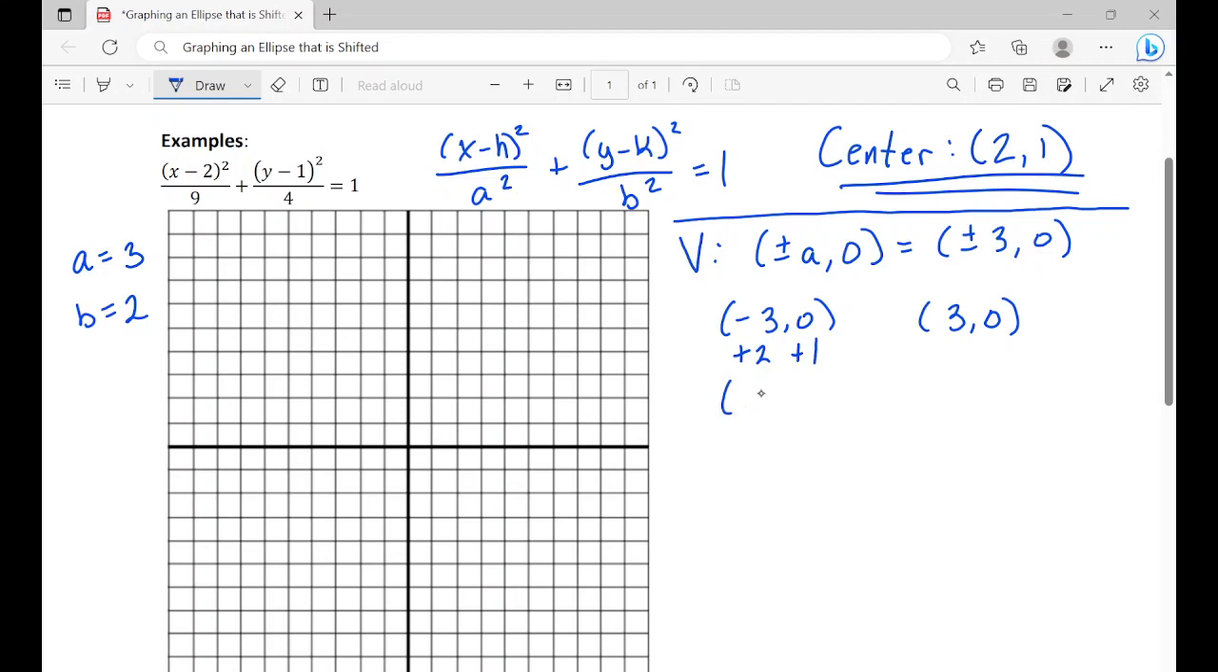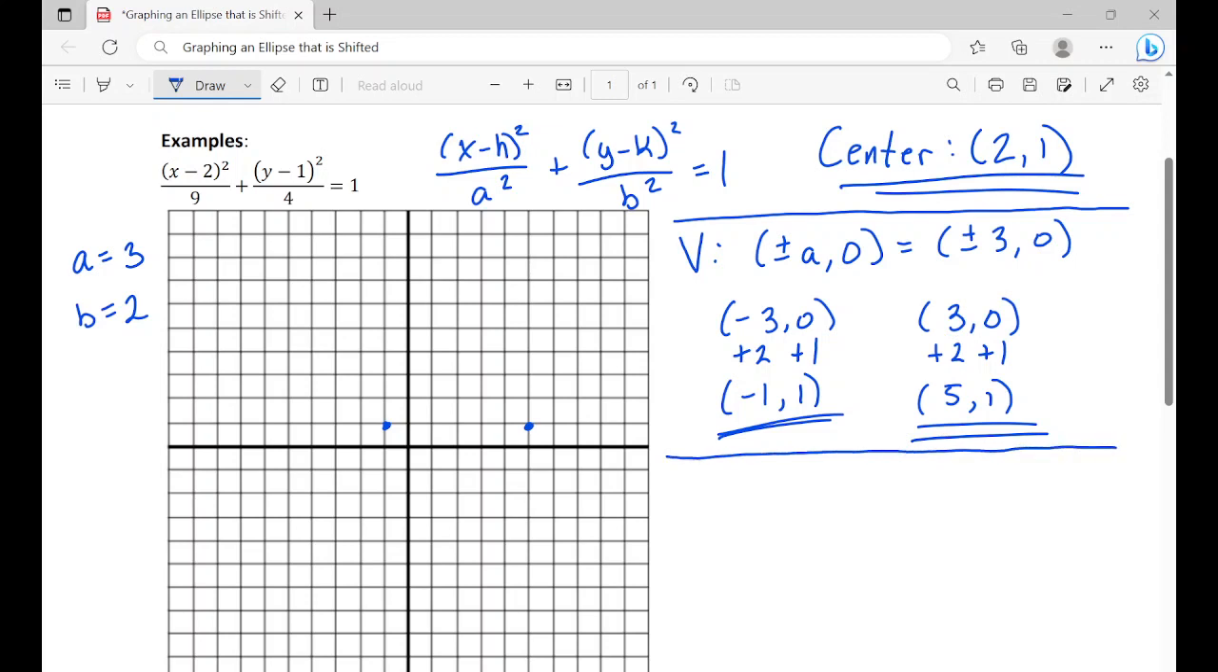So we're going to have a vertex at negative 1, 1, and then plus 2, plus 1, we're going to have another vertex at 5, 1. So we have 2 vertices at negative 1, 1 and at 5, 1. So I will graph those now just to get them out of the way. So negative 1, 1 here, and then 1, 2, 3, 4, 5, 1 here.